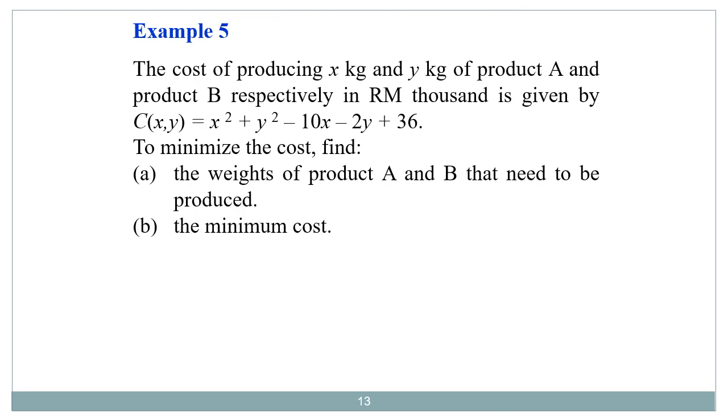So example 5. The cost of producing x kilogram and y kilogram of product A and product B respectively in RM 1000 is given by C of x, y equal to x squared plus y squared minus 10x minus 2y plus 36. So now, what do we have here? We have information about the cost producing x kilogram and y kilogram. This is talking about quantity, right? So the C is in terms of x and y, which is the cost is depending on the quantity.